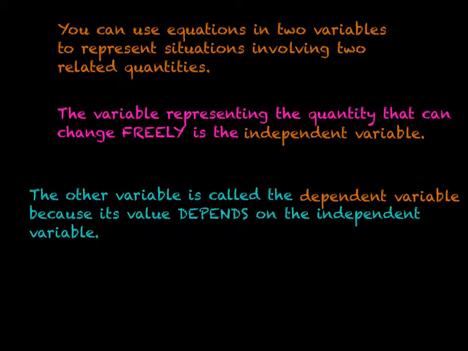Okay, so quite a bit of notes to take real quick. I just want to talk you through these, and you can either pause right now and write them all down, and then we can go through them, or you can write as you go. So it says you can use equations in two variables to represent situations involving two related quantities. The variable representing the quantity that can change freely, this is important, is called the independent variable.